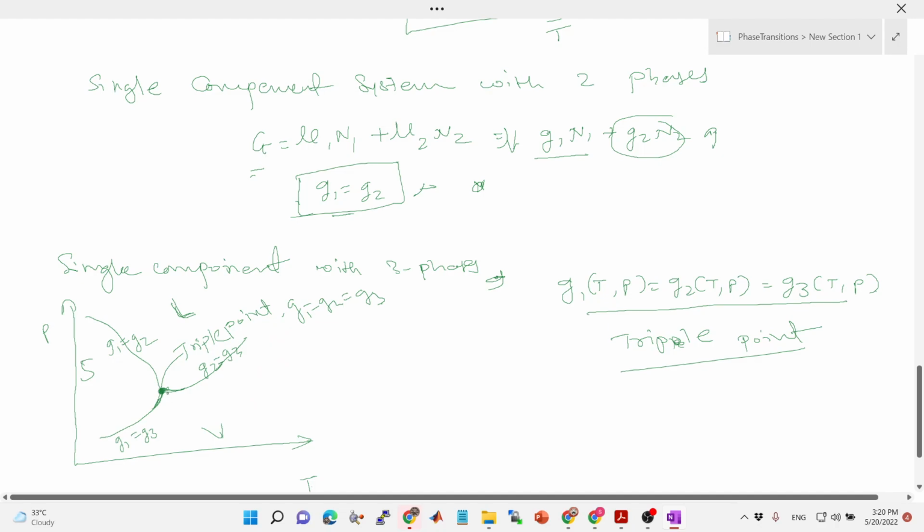And there is another point which is to be discussed here. That is this point where this curve terminates. This is called the critical point. So beyond the critical point, there is no difference between the liquid and vapor.